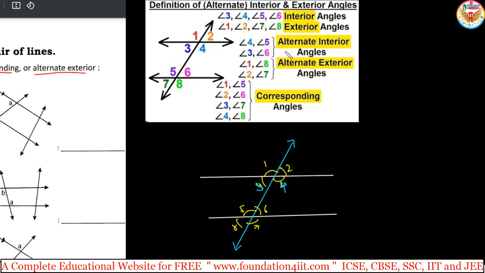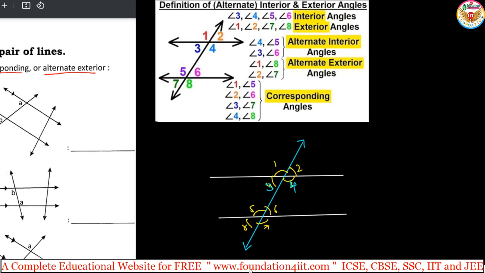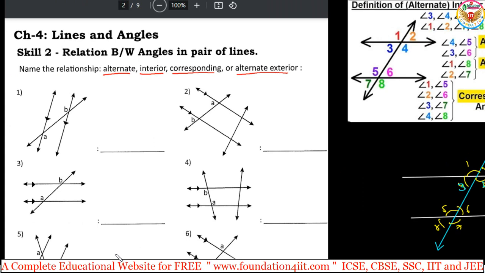Right? Alternate interior angles are equal, alternate exterior angles are equal, corresponding angles are equal. Whatever the angle, those equalities will be the same. The same logic will apply here. Clear, right? Now it's clear, you can answer this.